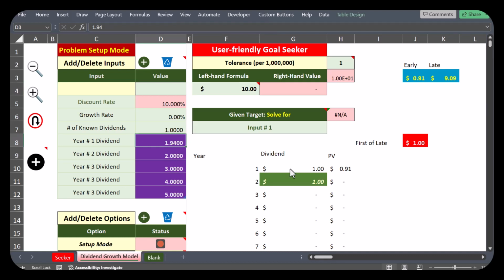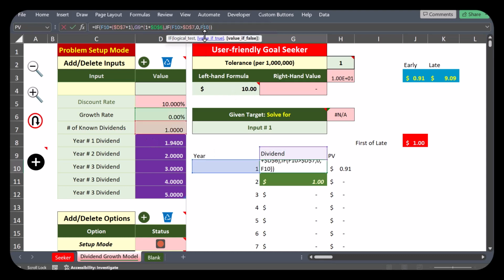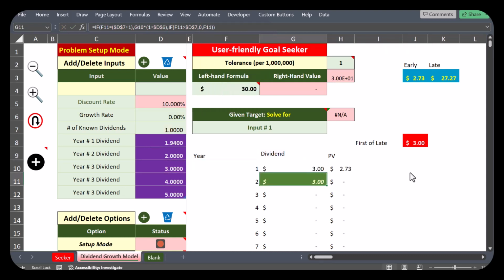Wait a minute. Why is this getting 1? Oh, it should be D10, not F10. No, 8.